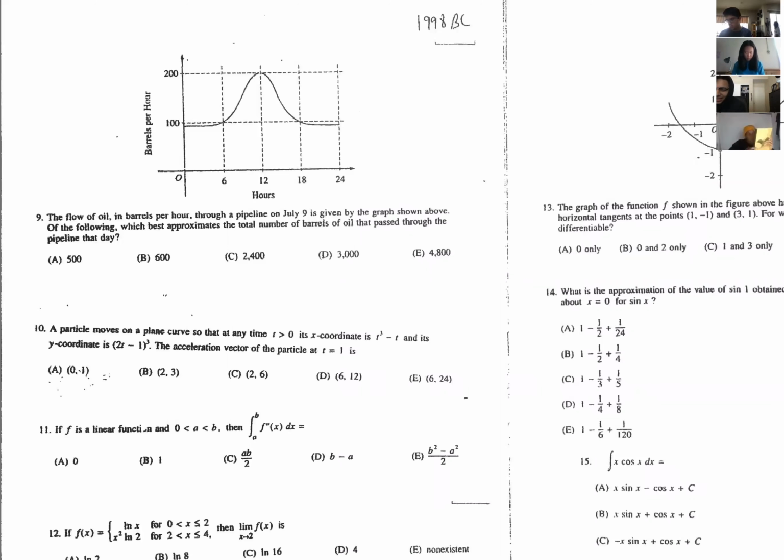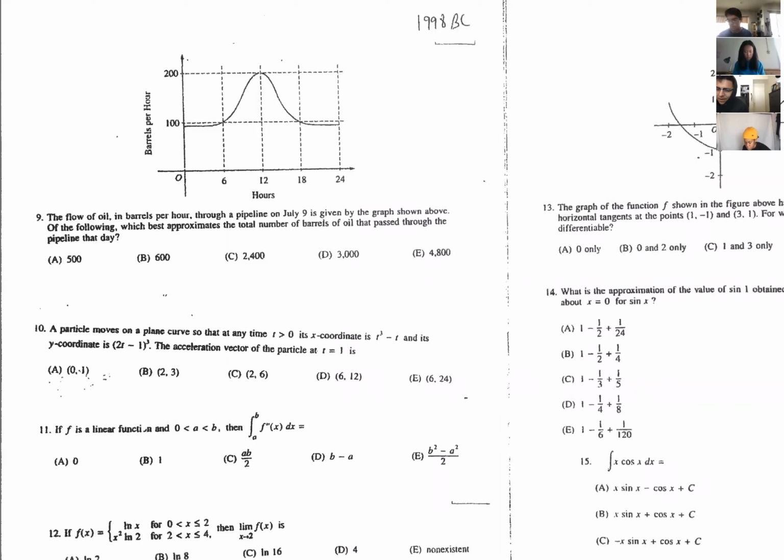Number 9. Oh, this is a good one. I'm glad you asked number 9. Again, this is another one I could definitely see as a good candidate for something you'll see on your AP test. Okay, so it's the flow of oil in barrels per hour.